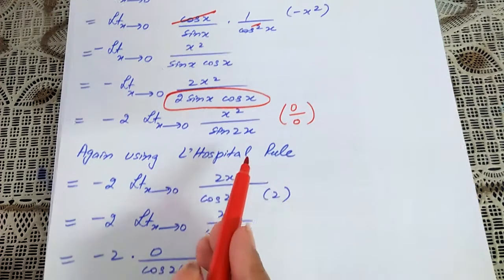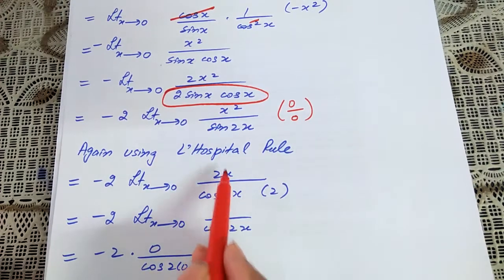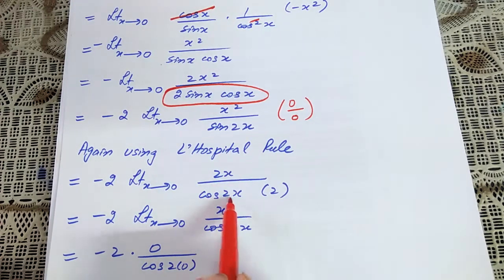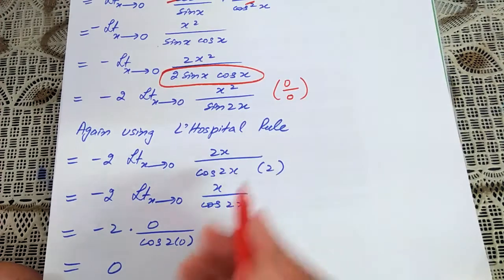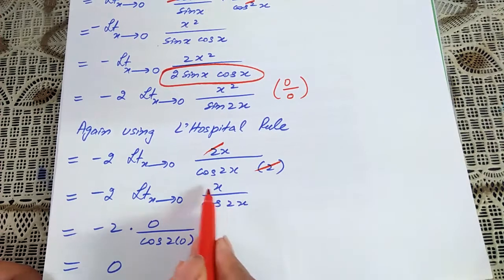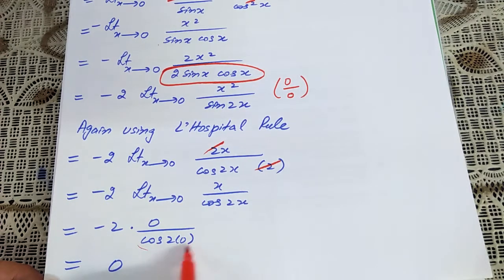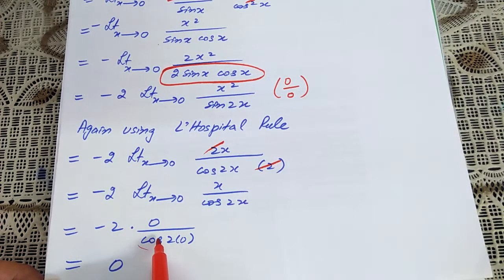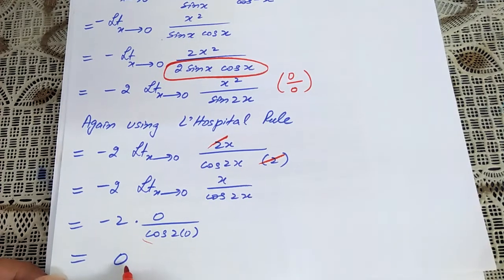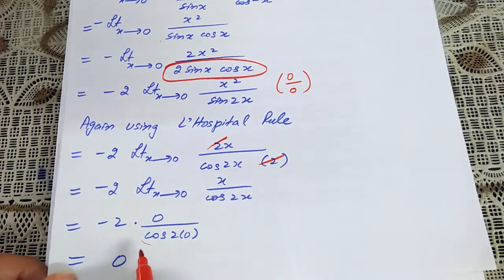So use the L'Hopital rule here. X square will give us 2x, sine 2x derivative will be cos 2x times 2. Just cancel 2 with this one. We got x over cos 2x. Put x approaches 0 here. So 0, cos of 0. Cos of 0 is 1. So 0 over 1 will be 0. So 0 times minus 2 will also be 0. So we got 0 in the answer.